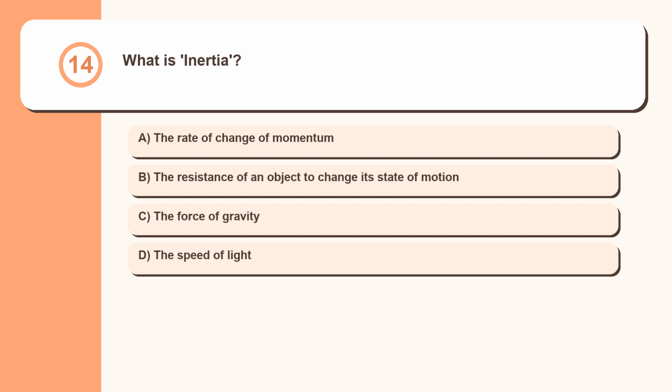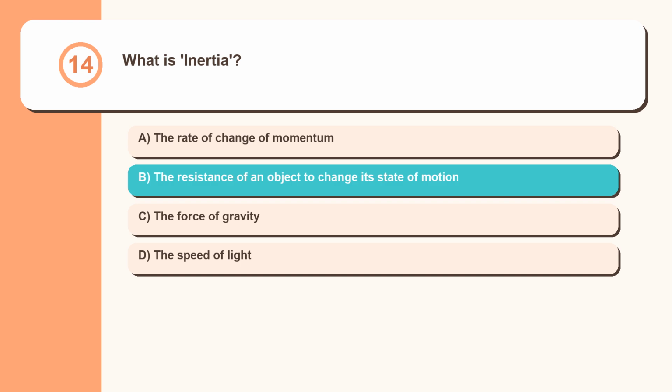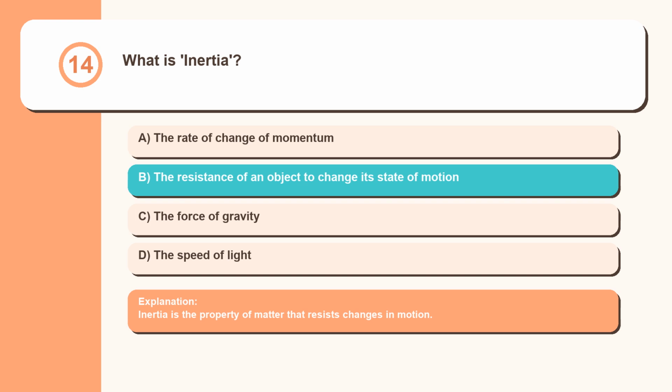Question 14. What is inertia? The rate of change of momentum, the resistance of an object to change its state of motion, the force of gravity, the speed of light. Inertia is the property of matter that resists changes in motion.